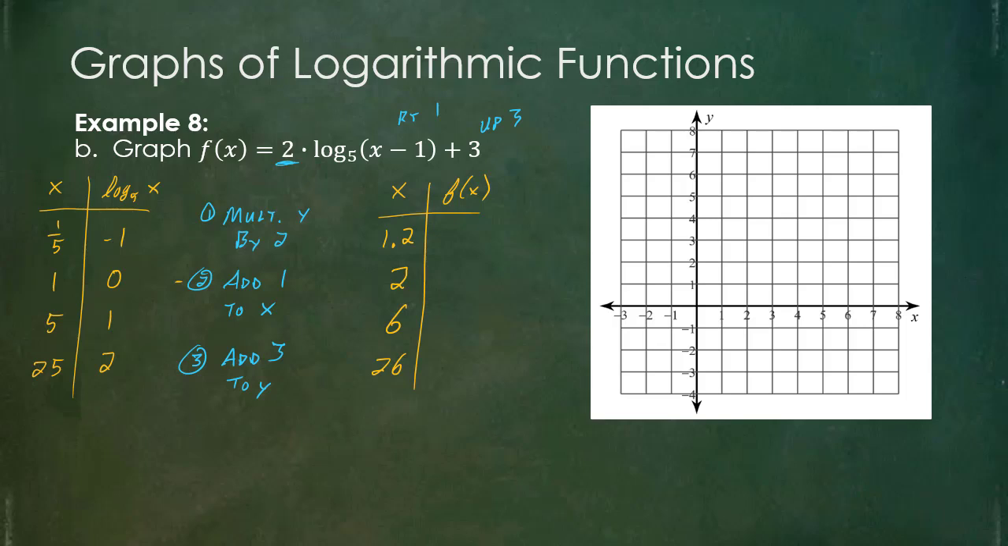Now the y values I need to double and then add 3 to. So if I double -1, I get -2. But when I add 3 to that, -2 plus 3 would turn into +1. Go to the next one, 0, double that, I still get 0, but then add 3, that would turn into 3.